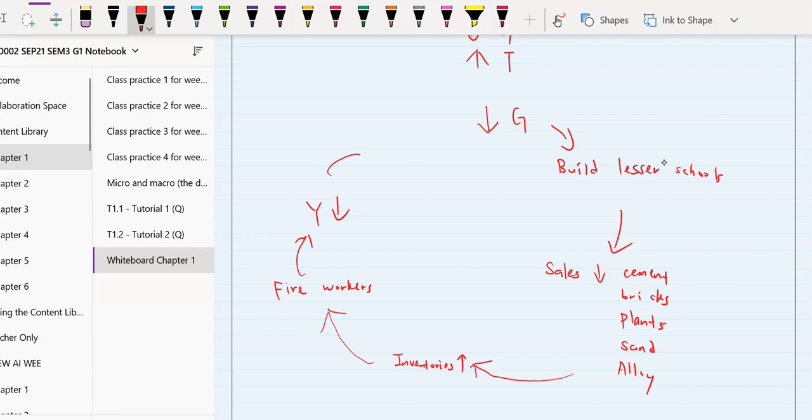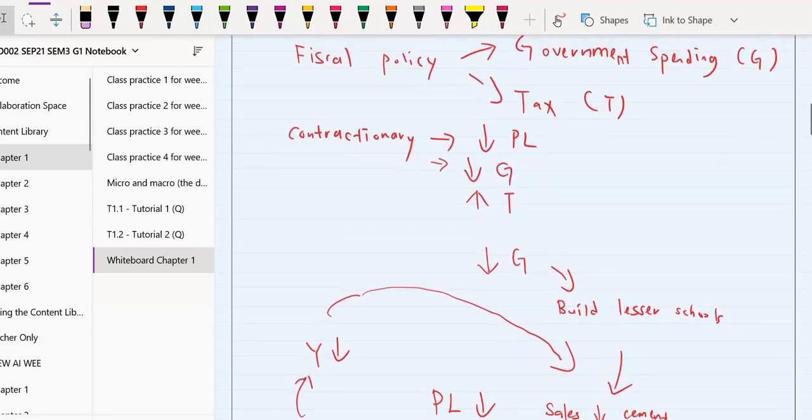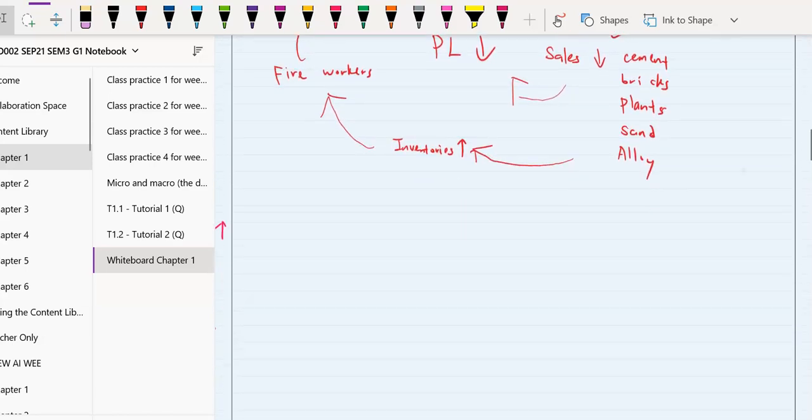It will lead to other types of sales decrease. Now not only cement, bricks, plants, sand, alloy. Now the computers, the cars, the house sales will also drop. Now the property sales gallery might also fire workers, right? The car dealer might also fire workers and lead to income decrease and sales decrease. Ultimately, what's the main objective? Remember to link back the objective. All these sales decrease, they will give discounts and then it will lead to price level decrease. Hopefully they achieve the objective, which is between 1 and 3%. Right, that is for contractionary in government spending.